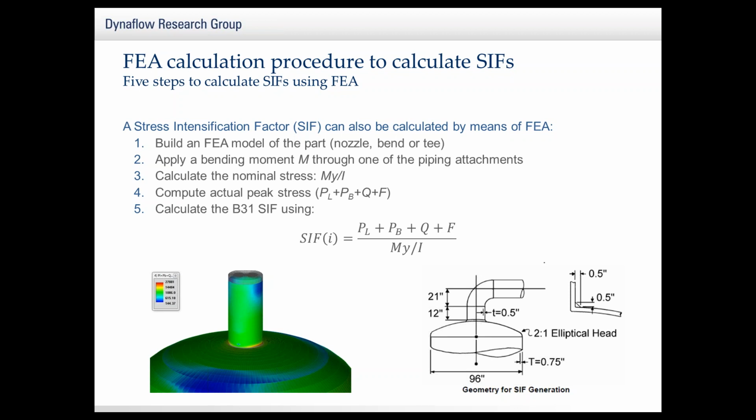What you need to do is build the finite element model of the nozzle, bend or tee. Then you apply a bending moment on the component. In this case, you would apply a bending moment at the end of the nozzle, at this location. From this bending moment, you can calculate the nominal stress. You can use this equation to calculate the stress, or you can just read it from the finite element program. Then you compute the actual peak stress at the interface, so you check what the stress is at the intersection between the nozzle and the shell. Then, using this equation, dividing the actual peak stress by the nominal stress, you can calculate the correct SIF and use that in your piping stress analysis software like CAESAR II.